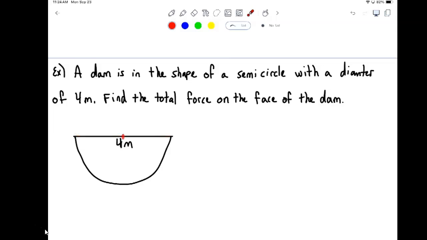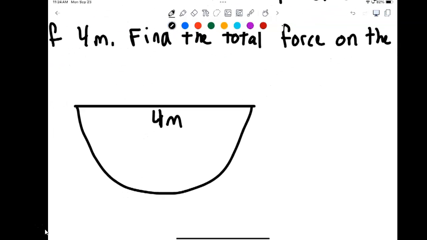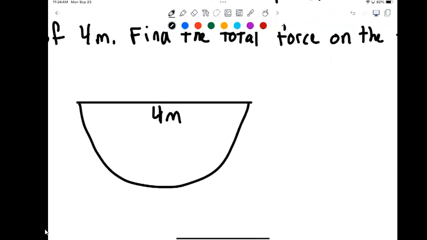And of course, the depth of my dam would be the radius, which, since it's 4 meters across, the depth would be 2. So what we want to do is translate this picture that's given to us, this graph, into some kind of XY equation. And there are different ways to do that. Especially when you're dealing with something like a circle, you really want to center it at the origin.